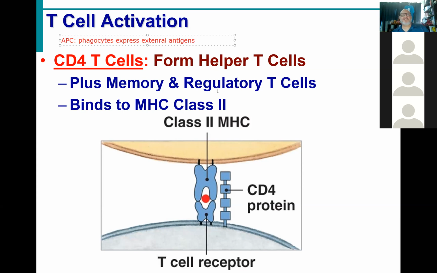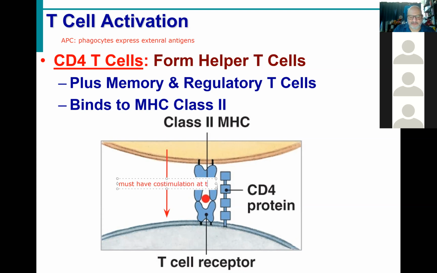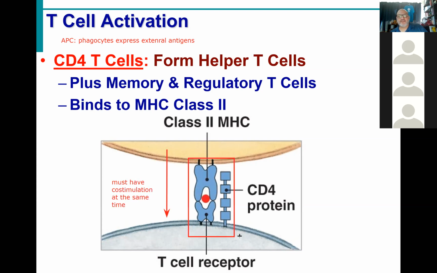So phagocytes expressing external antigens. And notice our pretty picture that our artist has made for us here has forgotten the co-stimulation. Remember, we also must have co-stimulation at the same time. Both of those things must occur at the same time. That double recognition of self and non-self and the co-stimulation.